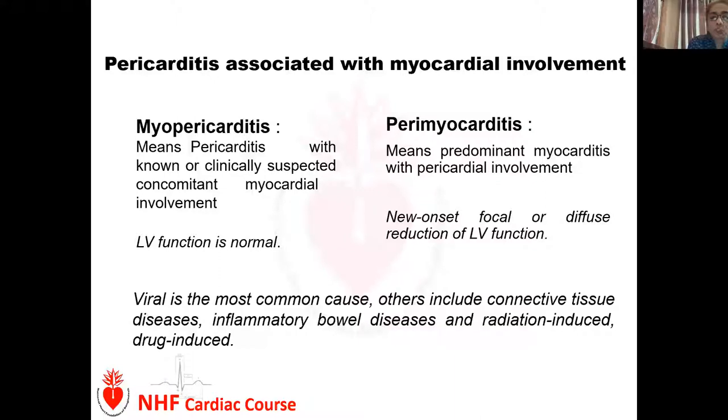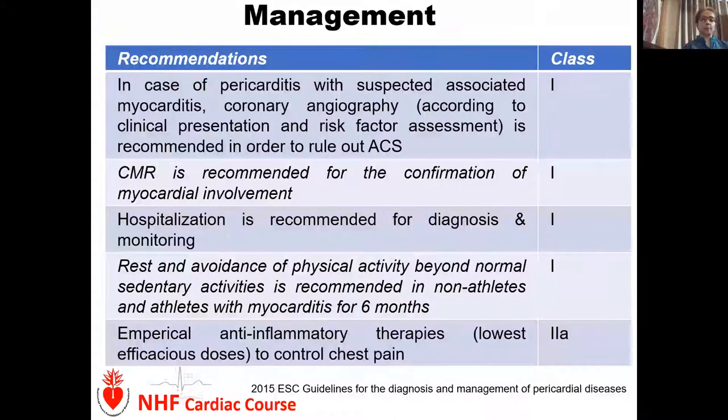And here LV function is normal. But perimyocarditis means predominant myocarditis with pericardial involvement. Here, a focal or diffuse LV function reduction is observed. In both cases, viral is the most common cause. The others include connective tissue disease, inflammatory bowel disease, radiation, and drug induced.